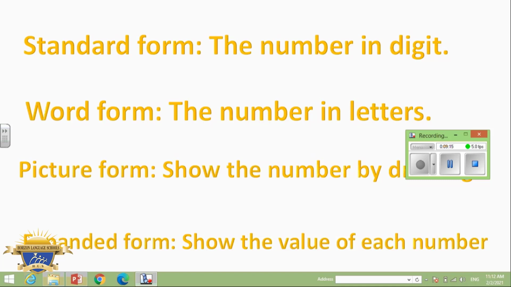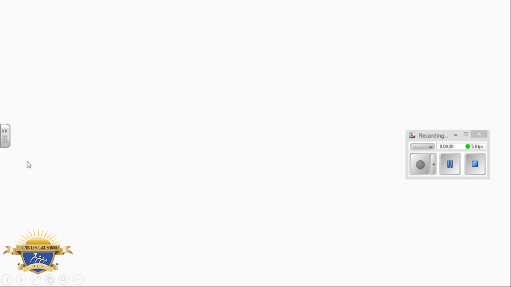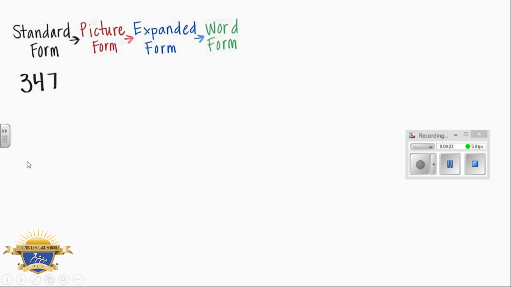Let's take an example. First, we have here number 347, which is the standard form. Standard form is the number in digits: ones, tens, hundreds. So the standard form is just numbers.